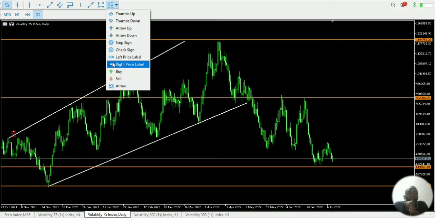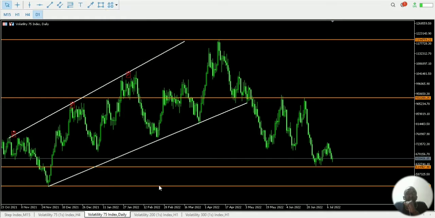Second touch. Where are you? Third touch right here. We're always looking for this. And then after 3 touches, that is when we take positions, anticipating for the price to go right down here.